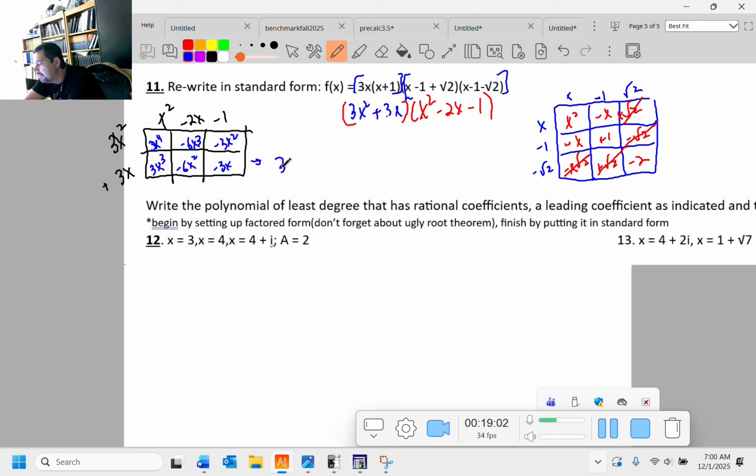Like terms here, we have a 3x to the 4th. Looks like minus 3x cubed. It looks like minus 9x squared, assuming you know what to add. And then take away 3x. Whew. One more to go.